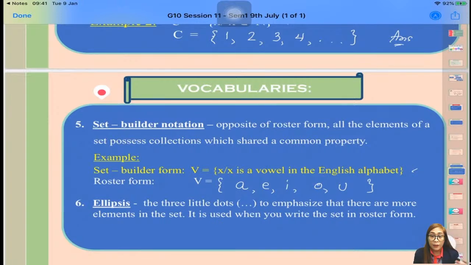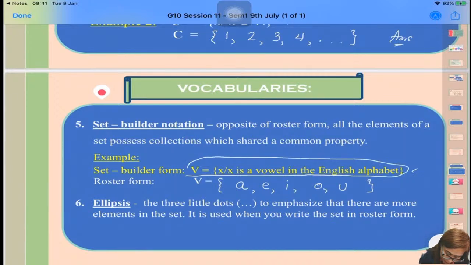This is in roster form. We use a comma. The first one is in set builder form. This in yellow color, yeah, this is in set builder form. For this, we do not use a comma. While in roster form, we use a comma in between the members of the set. Okay. What is ellipses? Ellipses, these are the three little dots, dot, dot, dot, to emphasize that there are more elements in the set. Okay.